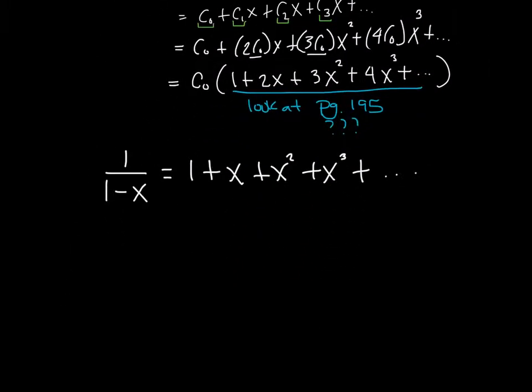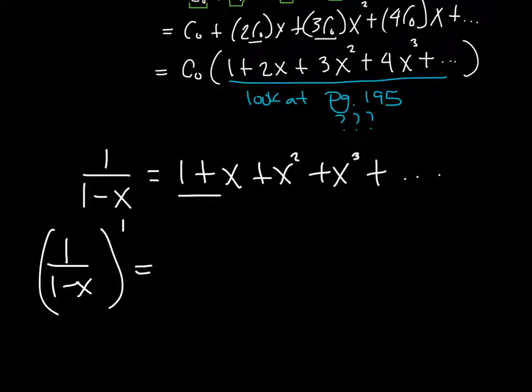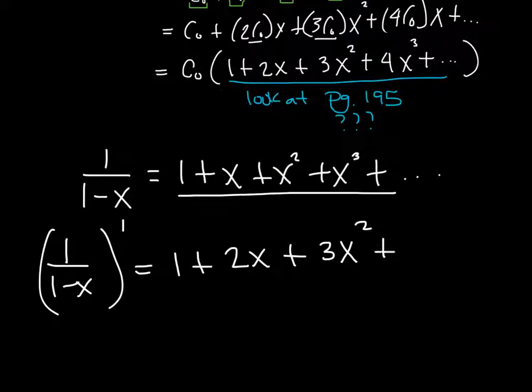Well, we know how to differentiate. So what happens if I take the derivative of this? We have our terms here. The derivative of the 1 is 0, of x is 1, plus the derivative of x squared is 2x. The derivative of x cubed is 3x squared, plus dot, dot, dot. So notice that it's right here. It's the derivative of our 1 over 1 minus x.